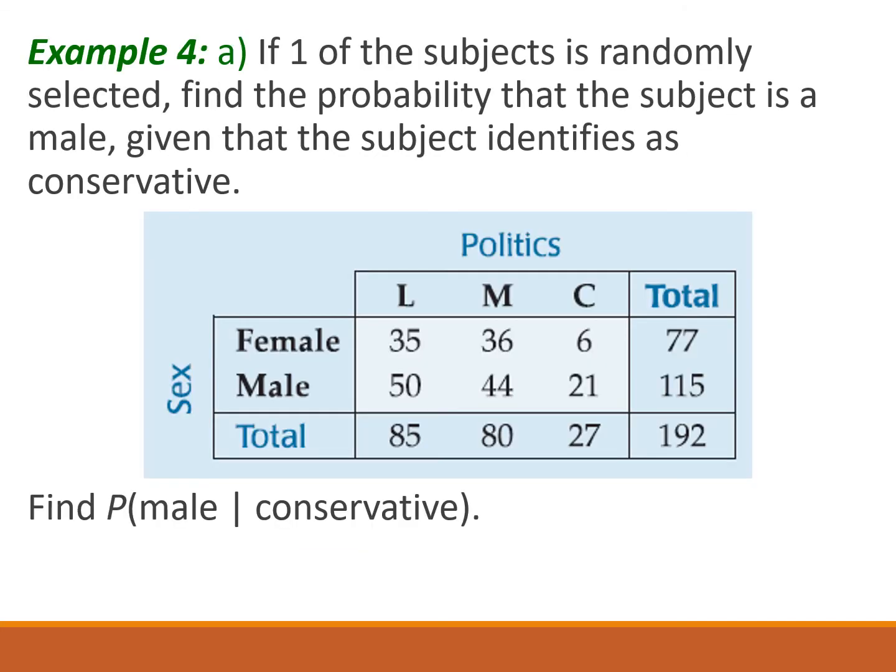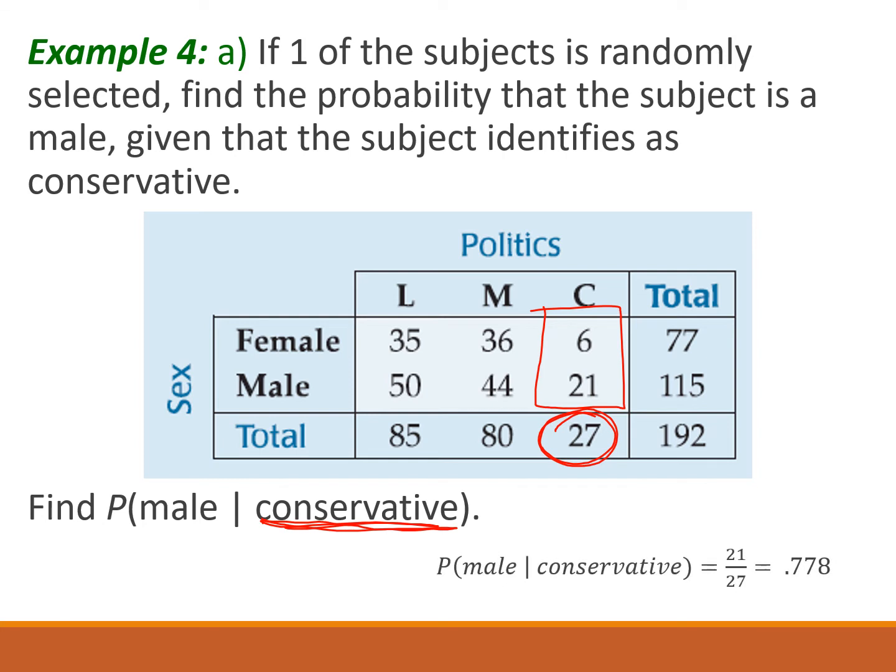That being said, let's look at example 4a. We have our table that we've been working with all chapter. We want to find the probability that we choose a male given that the student has identified as conservative. That being said, we can see that there are 27 students who identify as conservative. Of those, 6 are female, 21 are male. So we can simplify our fraction, 21 over 27 to 0.778.